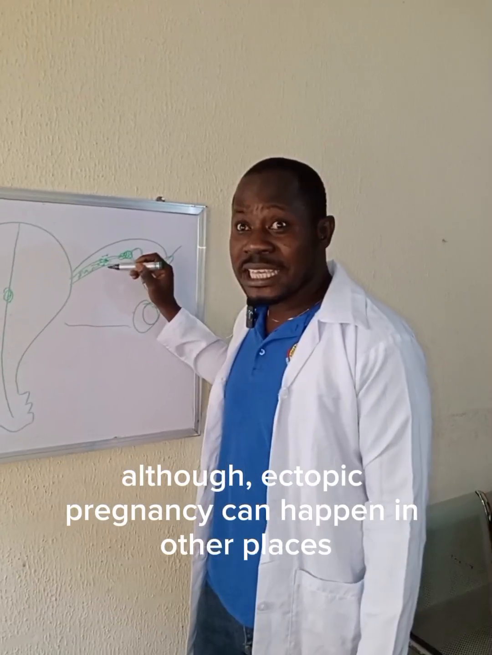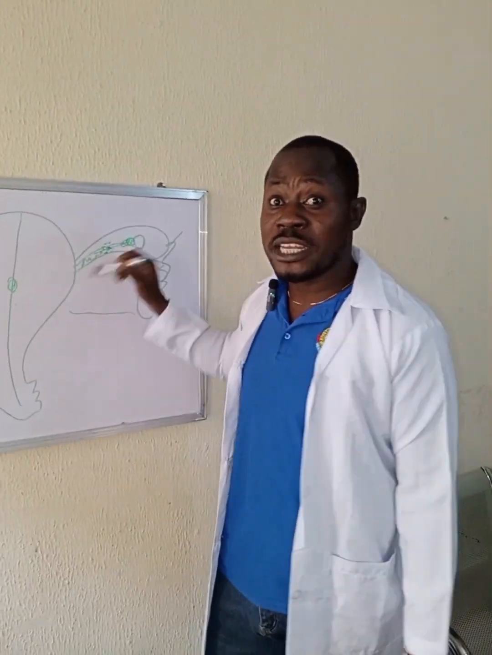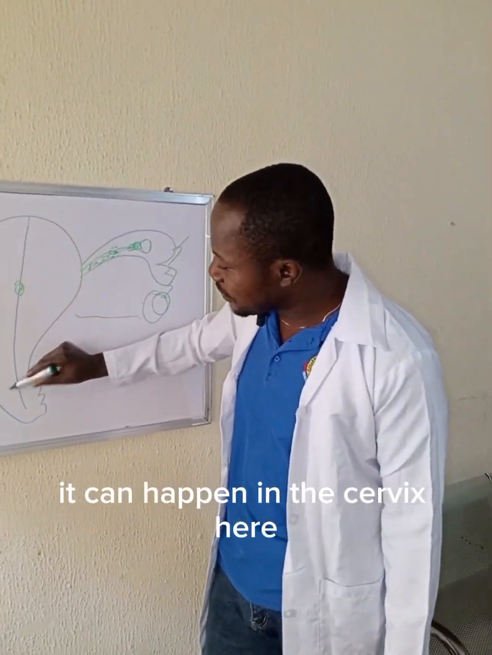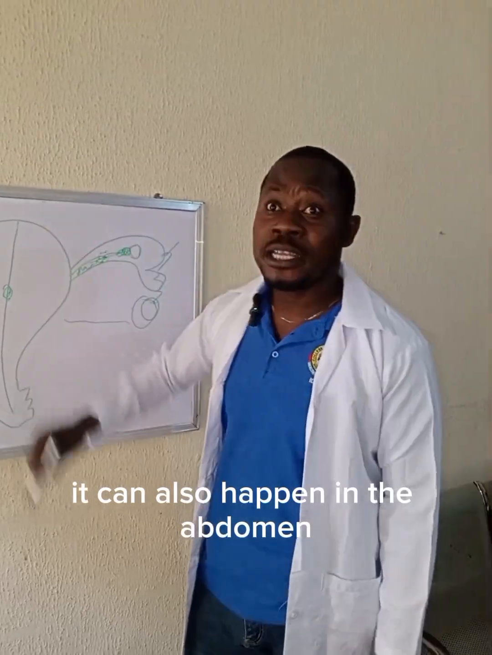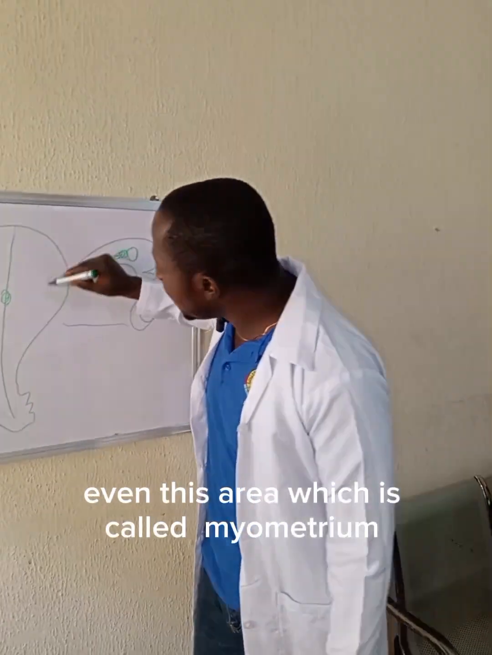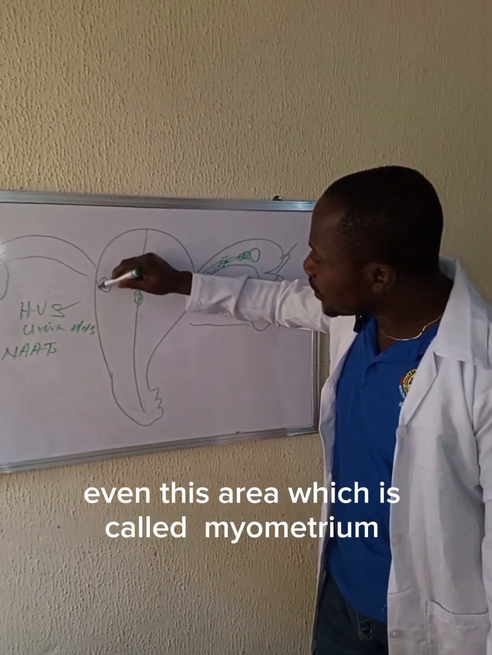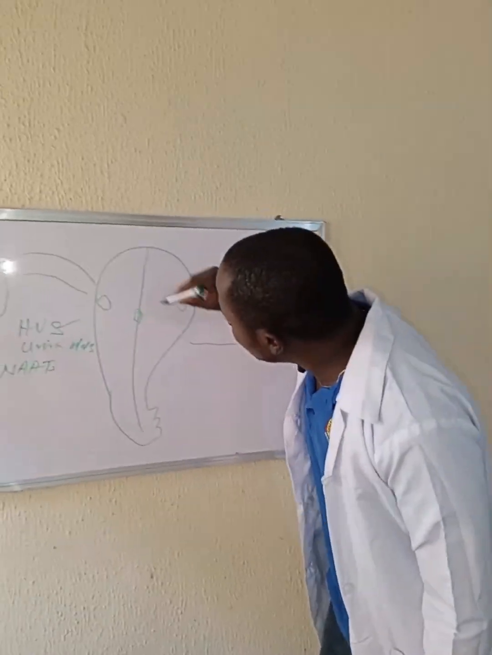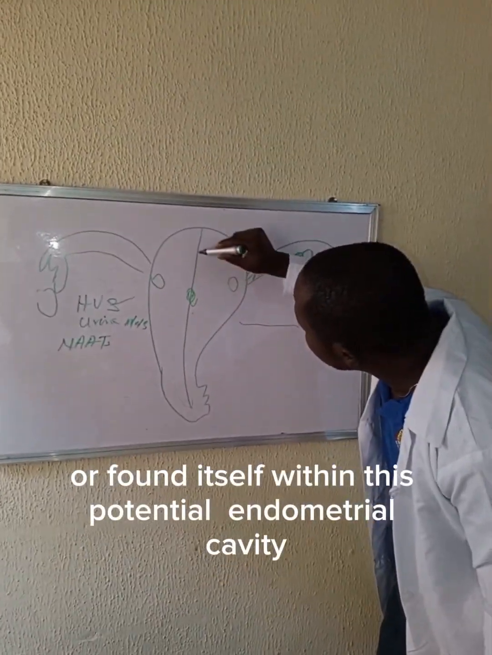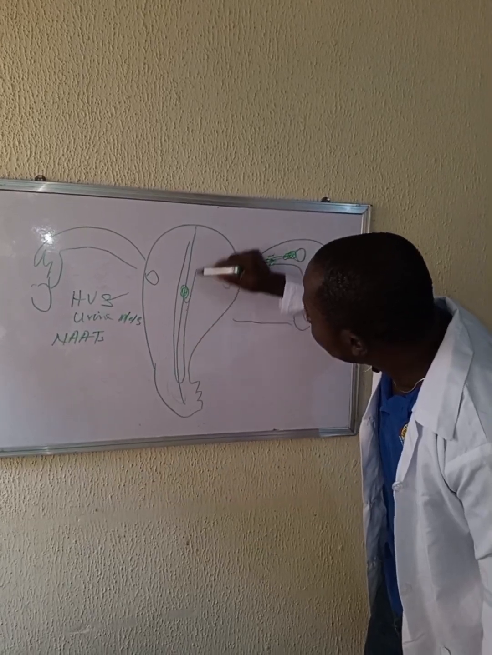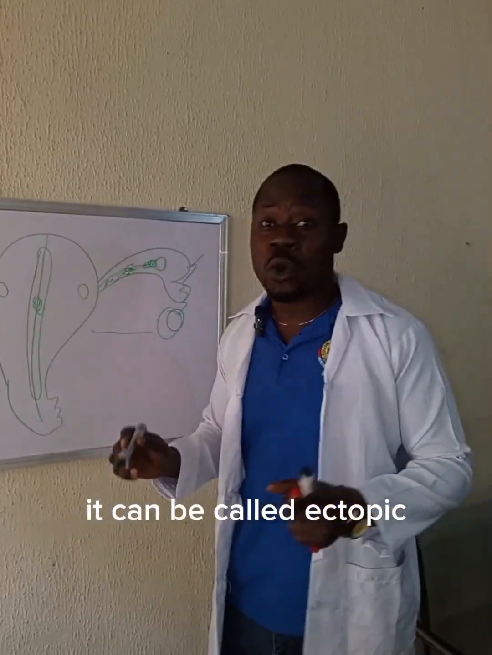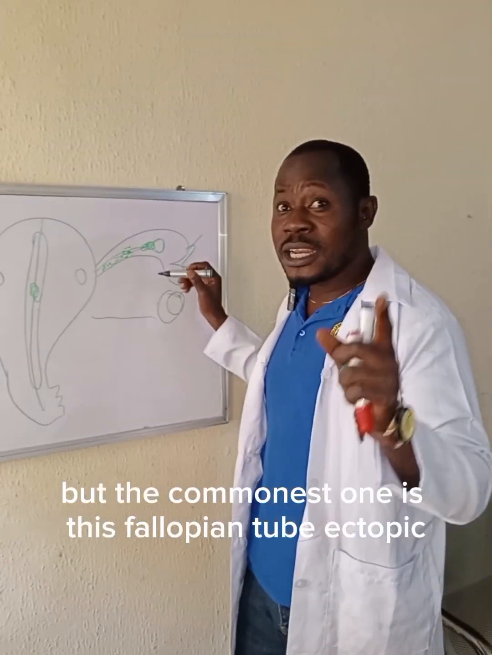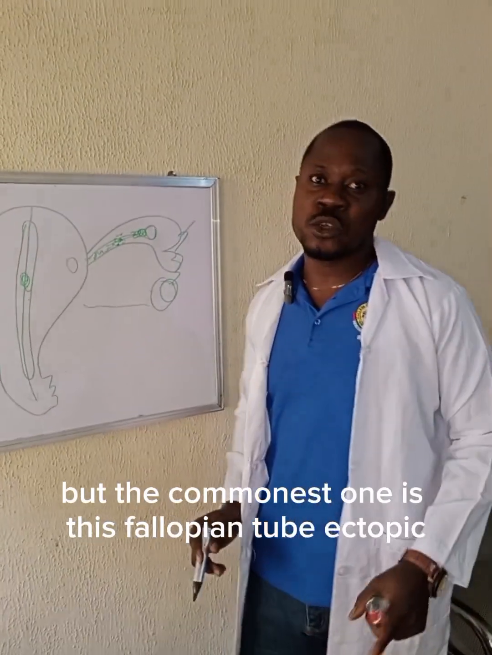Although ectopic pregnancy can happen in other places, it's not only in the fallopian tube. It can happen in the cervix here. It can also happen in the abdomen. Even this area, which is called the myometrium, it can also occur there. Provided it is not found within this potential endometrial cavity, it can be called ectopic, but the commonest one is the fallopian tube ectopic.